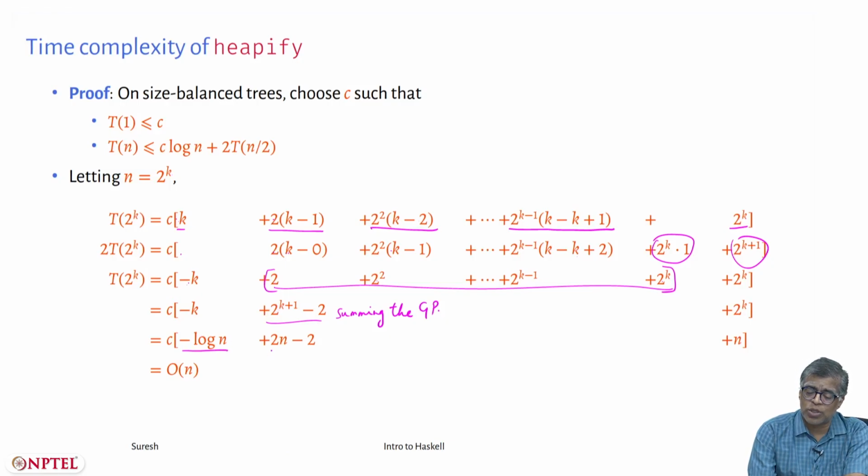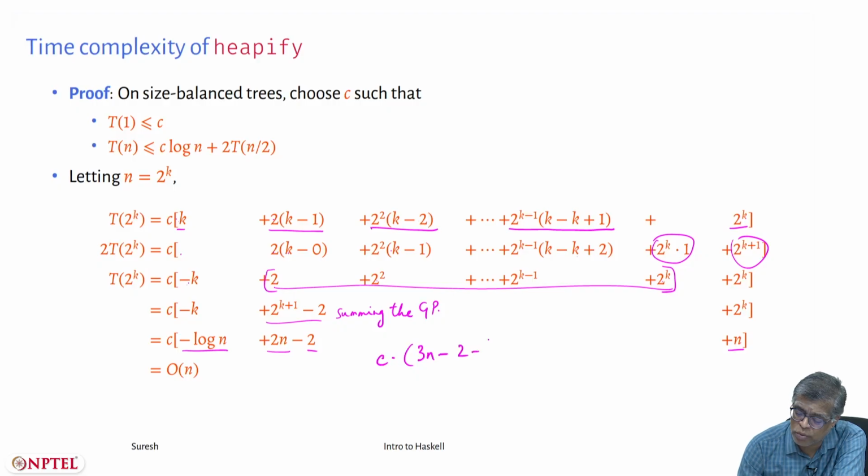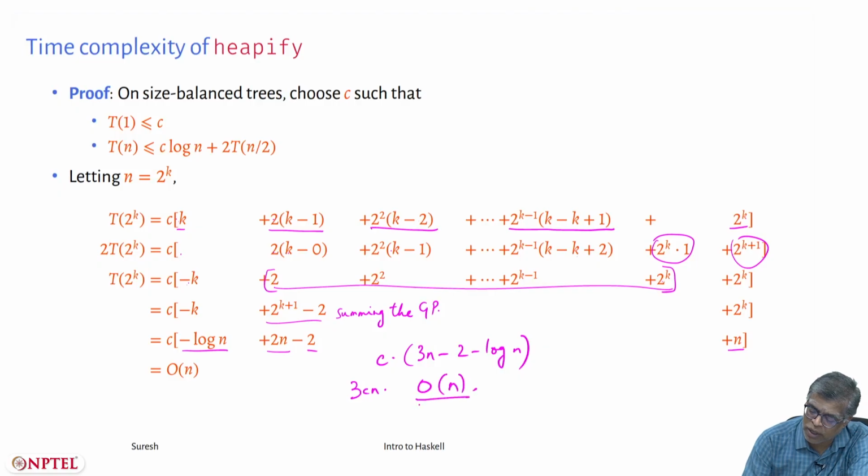2 to the k plus 1 is 2n minus 2, plus 2 to the k is n. So, overall I have some c times 3n minus 2 minus log n or whatever. I can ignore all the lower things and this is some 3cn, but overall it is order n, right.